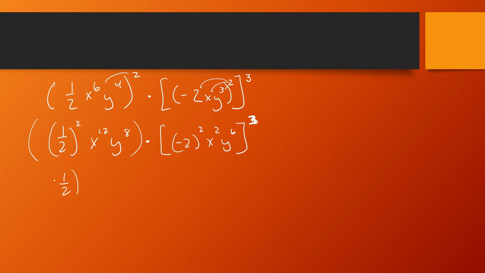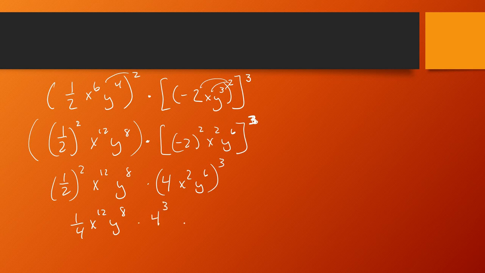So let's go back and rewrite one more time. Negative 2 squared is 4. X squared y to the 6th cubed. And now I'm going to distribute that. So 1/2 squared is 1/4. X to the 12th, y to the 8th, times 4 cubed, x to the 6th, y to the 18th. We've got to keep going because we don't have the variable appearing once. So 1/4 I'm going to put next to 4 cubed. And 4 cubed is 64.